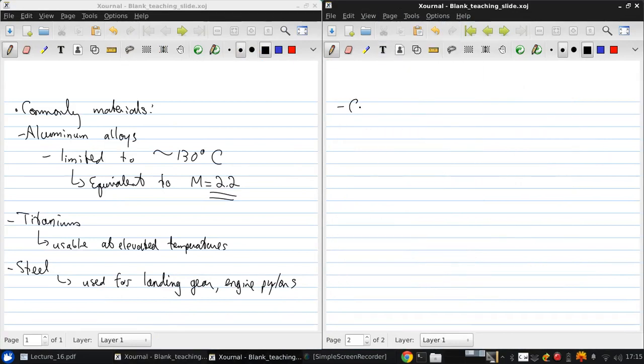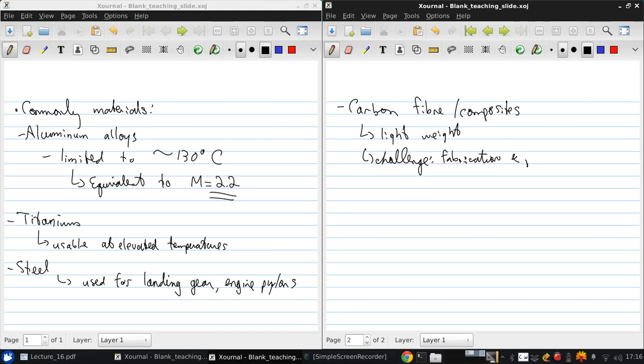And finally, carbon fiber and composites, which are increasingly being used in more and more aspects of aircraft structural design. Main reason is that these are lightweight materials. The challenge with using them is fabrication and joining. You can't weld, for example, composites together.